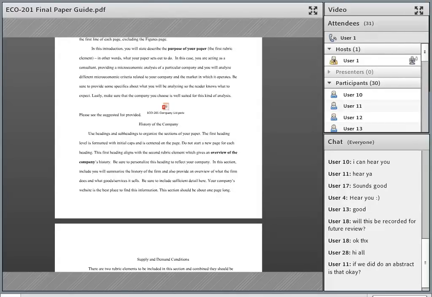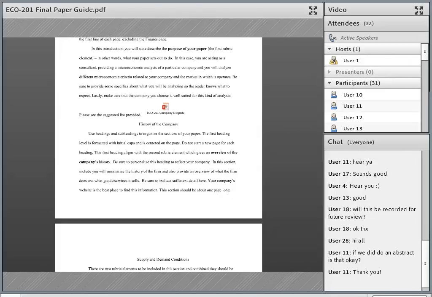If you did an abstract, that's okay, Braley. We removed it from the guide because it's not really specified in the rubric. So we thought it made more sense to take it out, but including it is actually probably great practice for future assignments that do require abstracts.